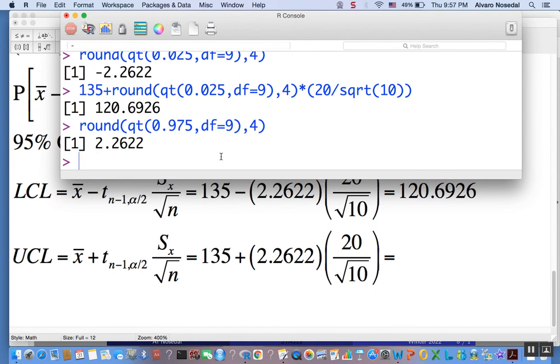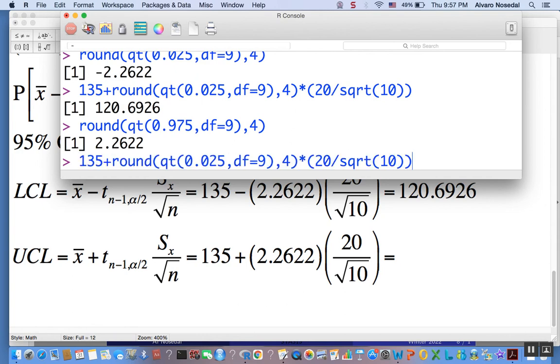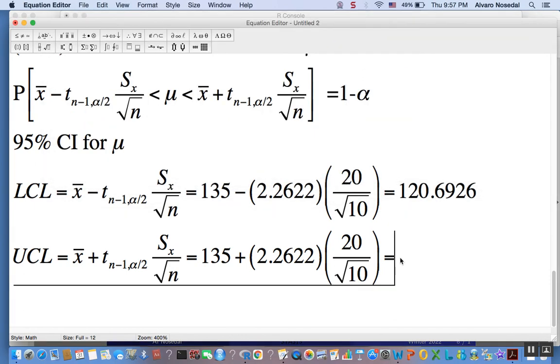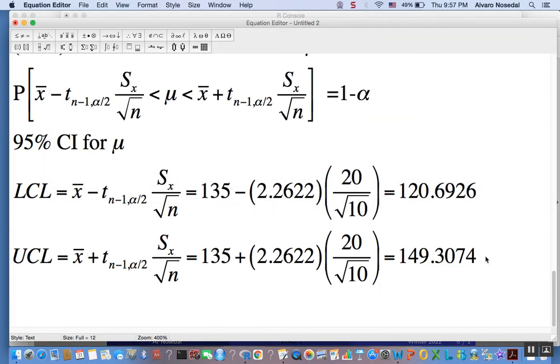Okay, so now let's just modify this: it's going to be 0.975. Okay, so 149.30 roughly. So the 95% credible interval for mu is between 120.7 miles and 149.3 miles, roughly. Okay, and that's it.